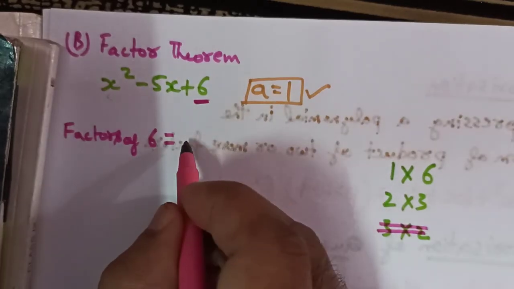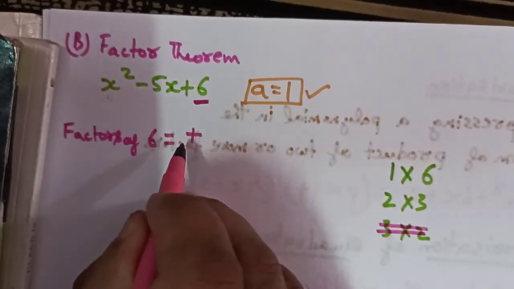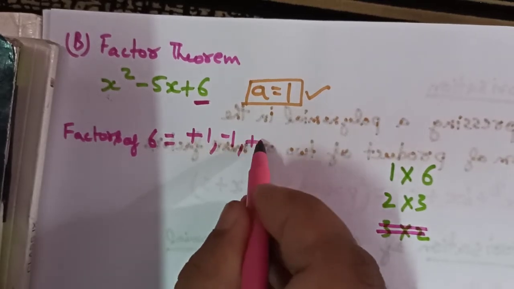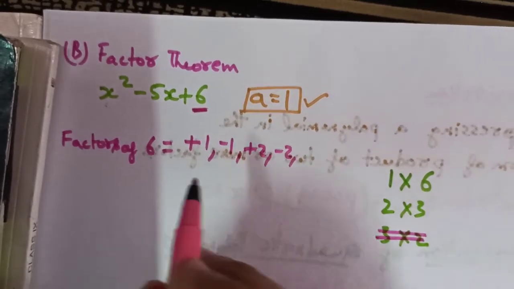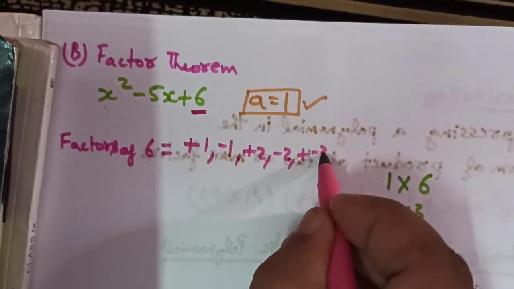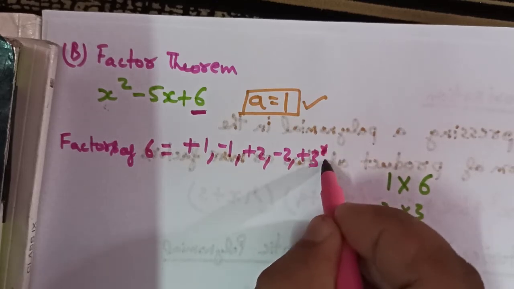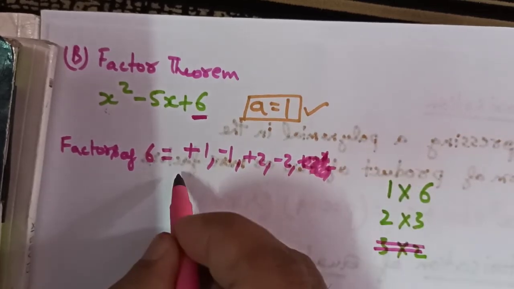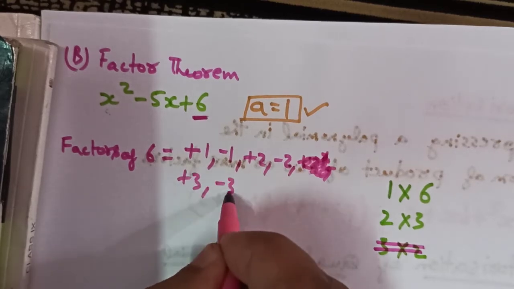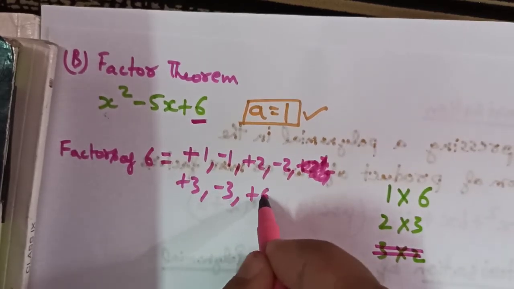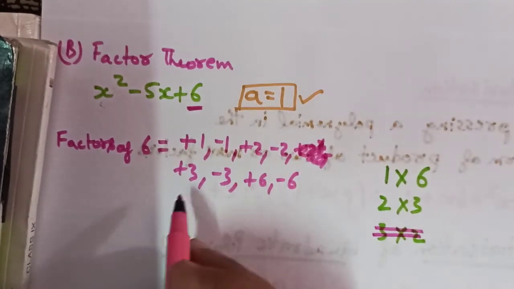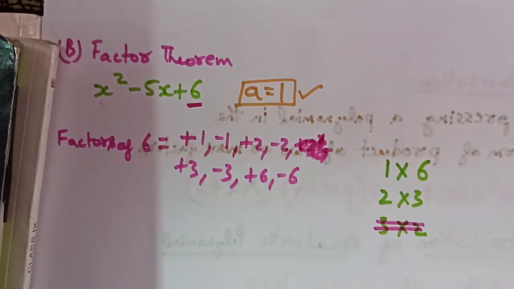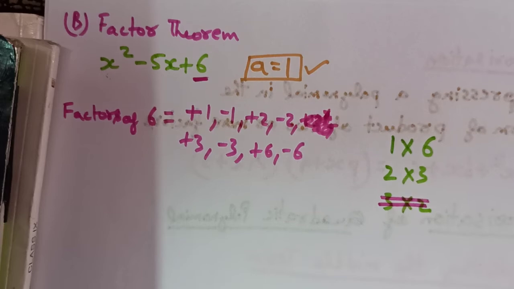So the factors of 6 will be plus 1, minus 1, plus 2, minus 2, plus 3, minus 3, plus 6 and minus 6. We can also write it as plus minus 1, plus minus 2, plus minus 3 and plus minus 6. In the upcoming questions we will be writing it like that only.